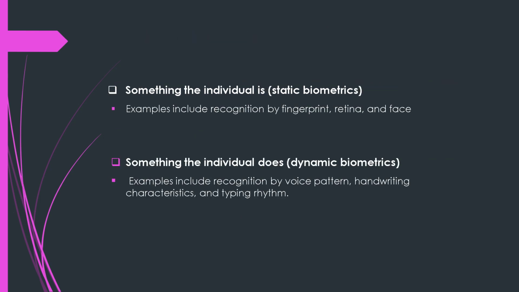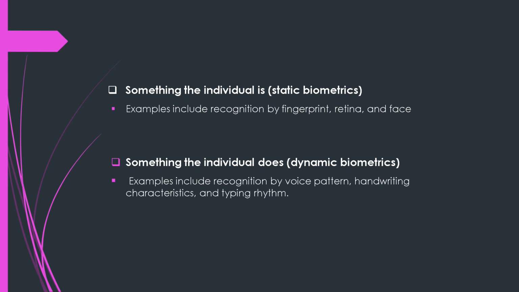The third one is something the individual is, which we normally call static biometrics. Examples include recognition by fingerprint, retina, and face. We usually see these kinds of static biometrics during the time of other authentication. So that is static biometrics.